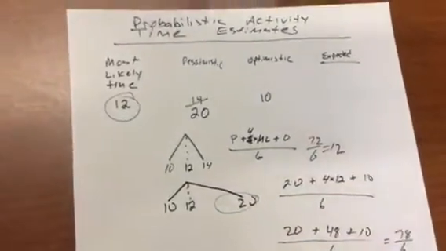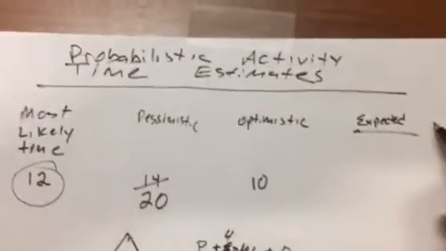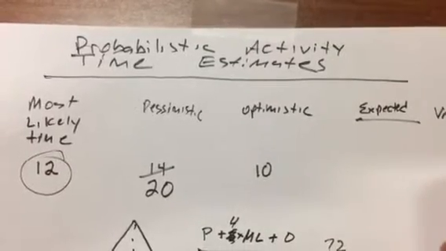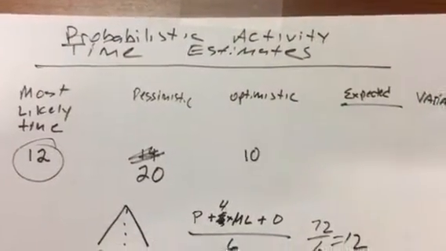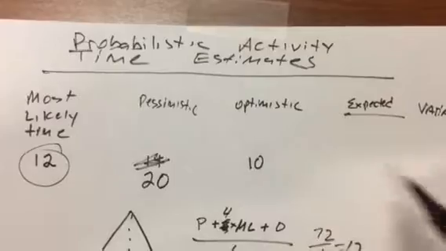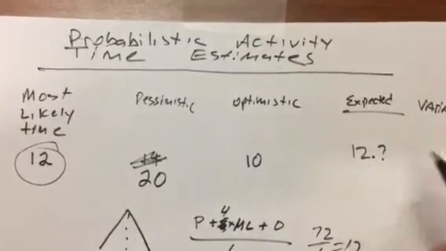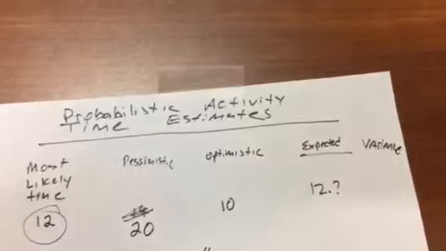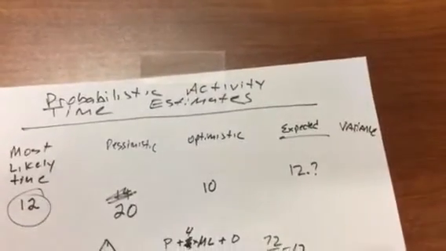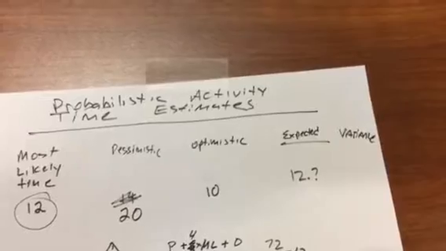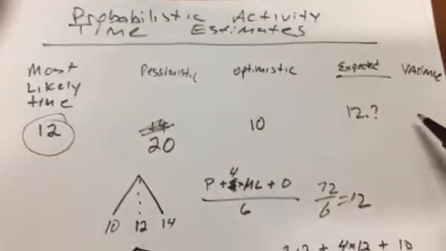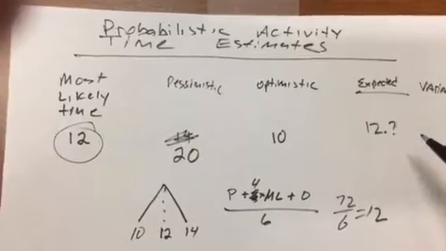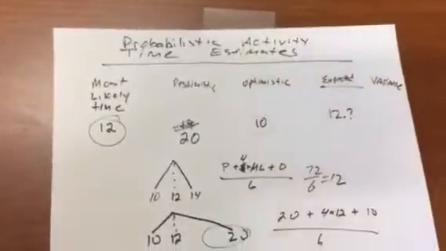Now we have this idea of what's the variance. So this is now 20, 10, 14, and the expected time we figured out is 12 point something. So what's the variance? Because if we're dealing with probabilistic times, we've got to have some sense of the likelihood that it's going to wind up being the expected time. The greater the variance, the less the likelihood it's going to turn out to be the expected time every time. So we've got to figure out the variance.